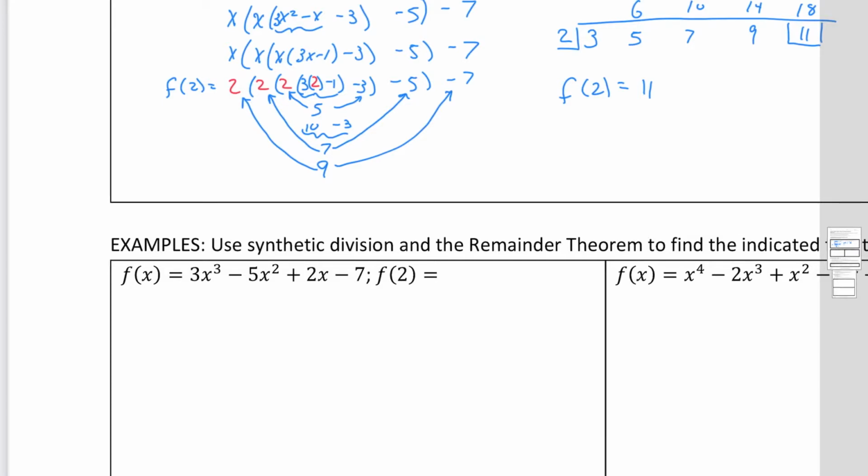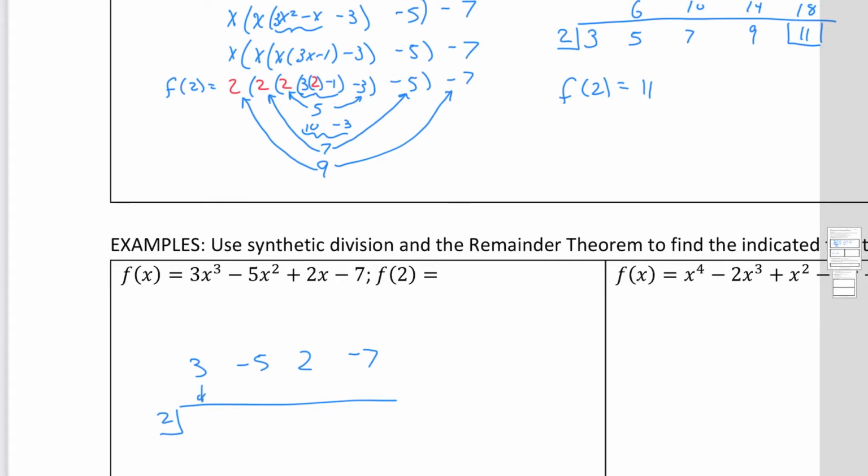So we would take the coefficient pattern and set up a synthetic division table, and would use the actual number, the 2. That's the hard part about this, is that in division we always use the opposite number of the divisor, but this is not a division. This is just a function evaluation. Use the number that you're asked to find.